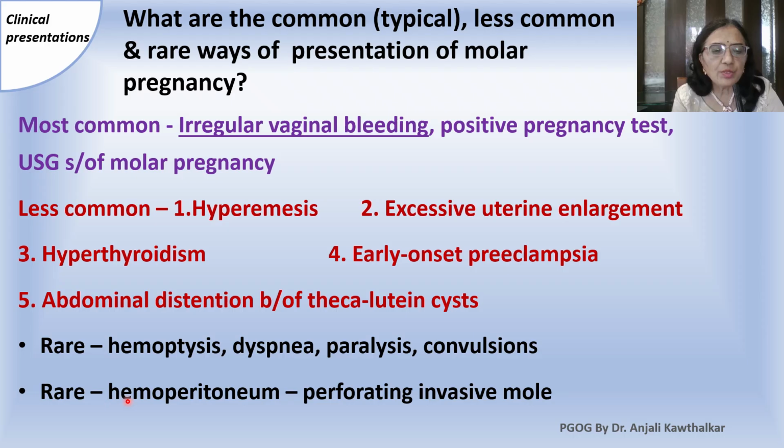Hemoperitoneum is also rare, when there is a perforation of the uterus by the invasive mole. The patient will be in hemorrhagic shock with hemoperitoneum, and the picture will be mostly like what we get with an ectopic pregnancy. But what you find on ultrasonography is that the uterus shows the presence of vesicular tissue.